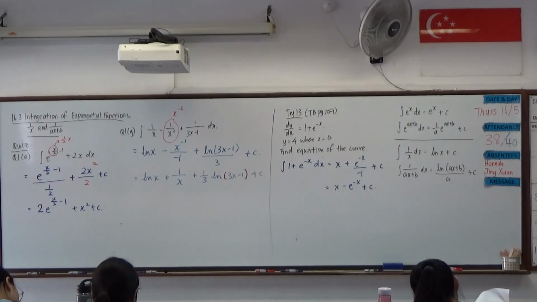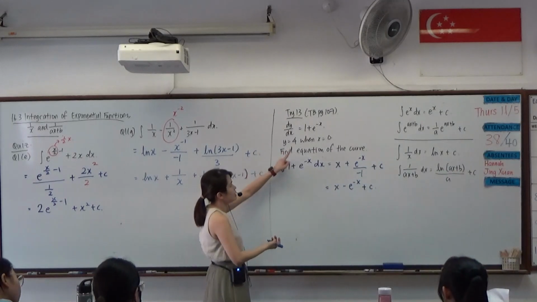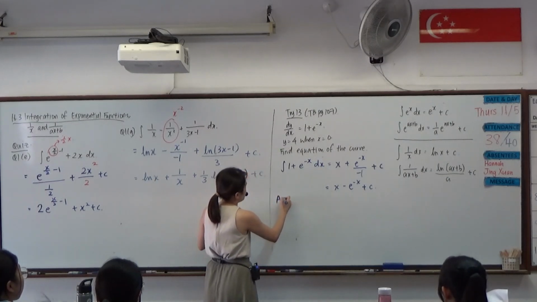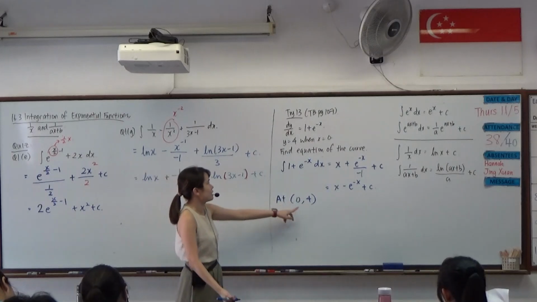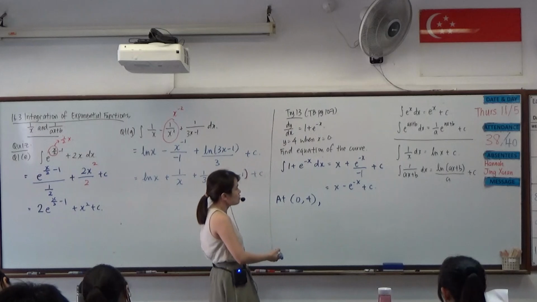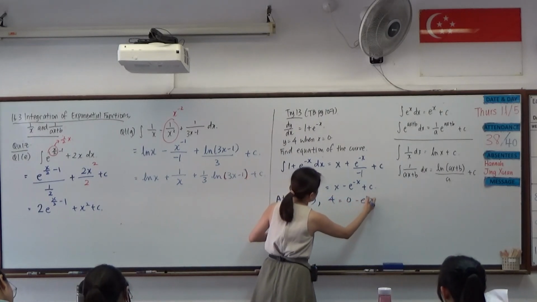Okay, we want the precise equation. This is part of the equation only. To find the precise one, we need to make use of this information: when x equals 0, y equals 4. So y is 4, x is 0.